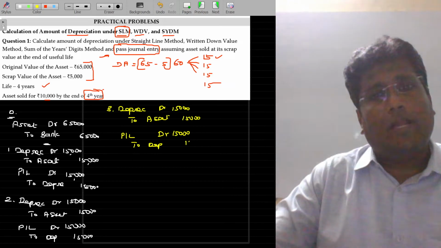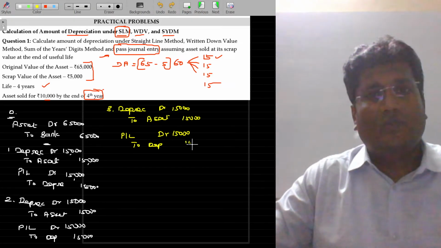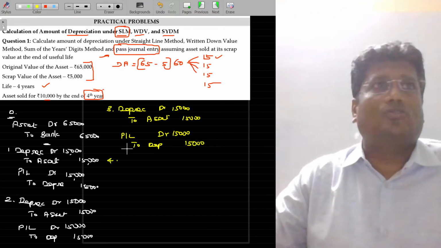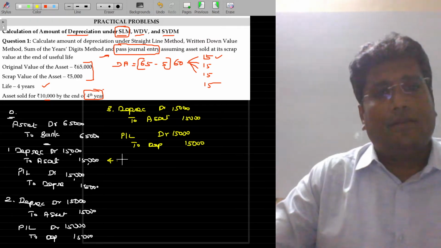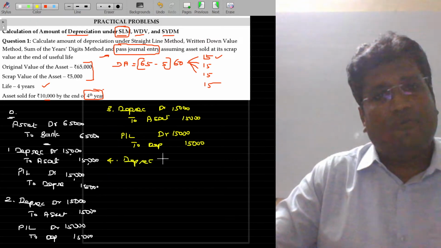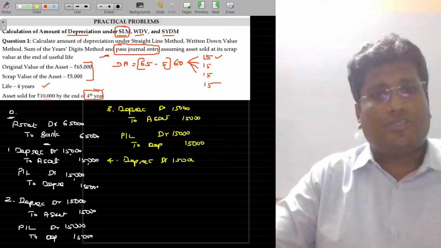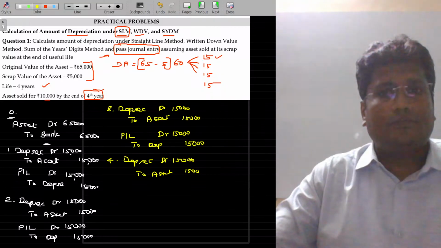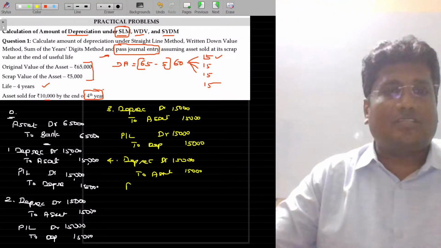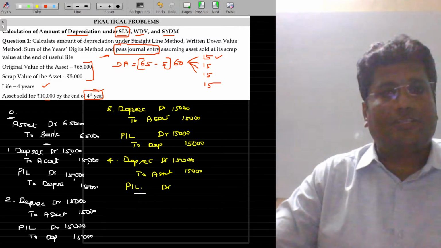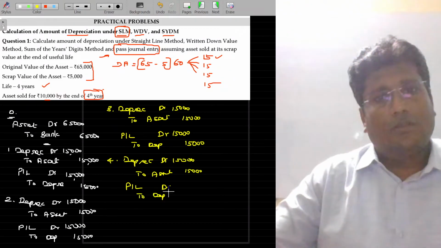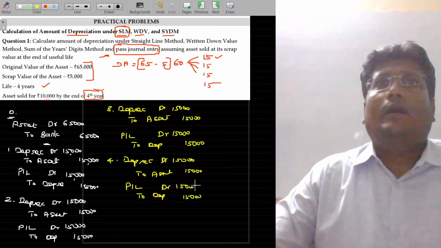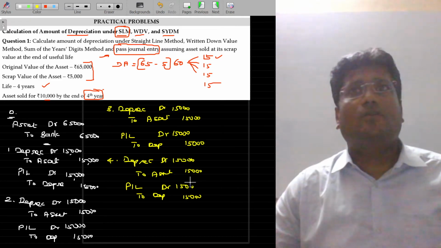And at the fourth year end, what happens? Again, we have to create the depreciation. Not only that, that is the last year of the life, and the asset is sold for 10,000 rupees. So in the fourth year, again the depreciation value is the same 15,000, as it is the straight line method. Depreciation debit to asset, the value being 15,000. This depreciation should be transferred to the P&L account, so profit and loss account debit to depreciation. This value being 15,000.